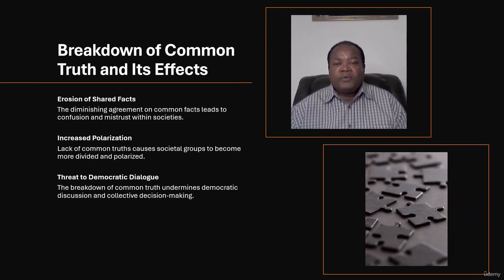Breakdown of common truth and its effects. As shared facts erode, societies experience increased polarization and difficulty in reaching consensus. This breakdown threatens democratic dialogue and collective decision-making.